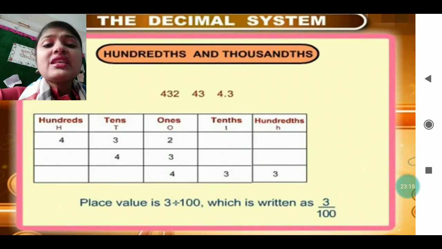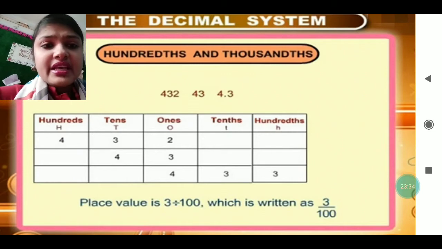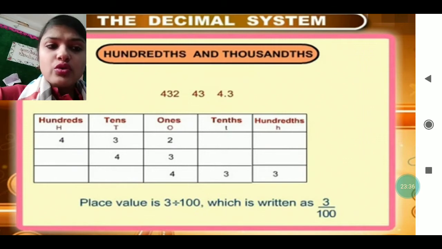In the same way, the place value is 3 divided by 100, which is written as 3 by 100. Means here in 4.32.